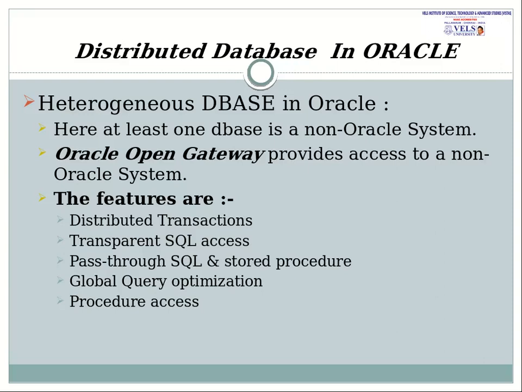For heterogeneous distributed databases in Oracle, at least one database is a non-Oracle system. Oracle Open Gateway provides access to the non-Oracle system. These are the features for a non-Oracle system. A distributed transaction is easy and transparent to SQL access, and pass-through SQL and stored procedures are easy compared to an Oracle system. And global query optimization procedures can be accessed in an easy manner. Thank you.